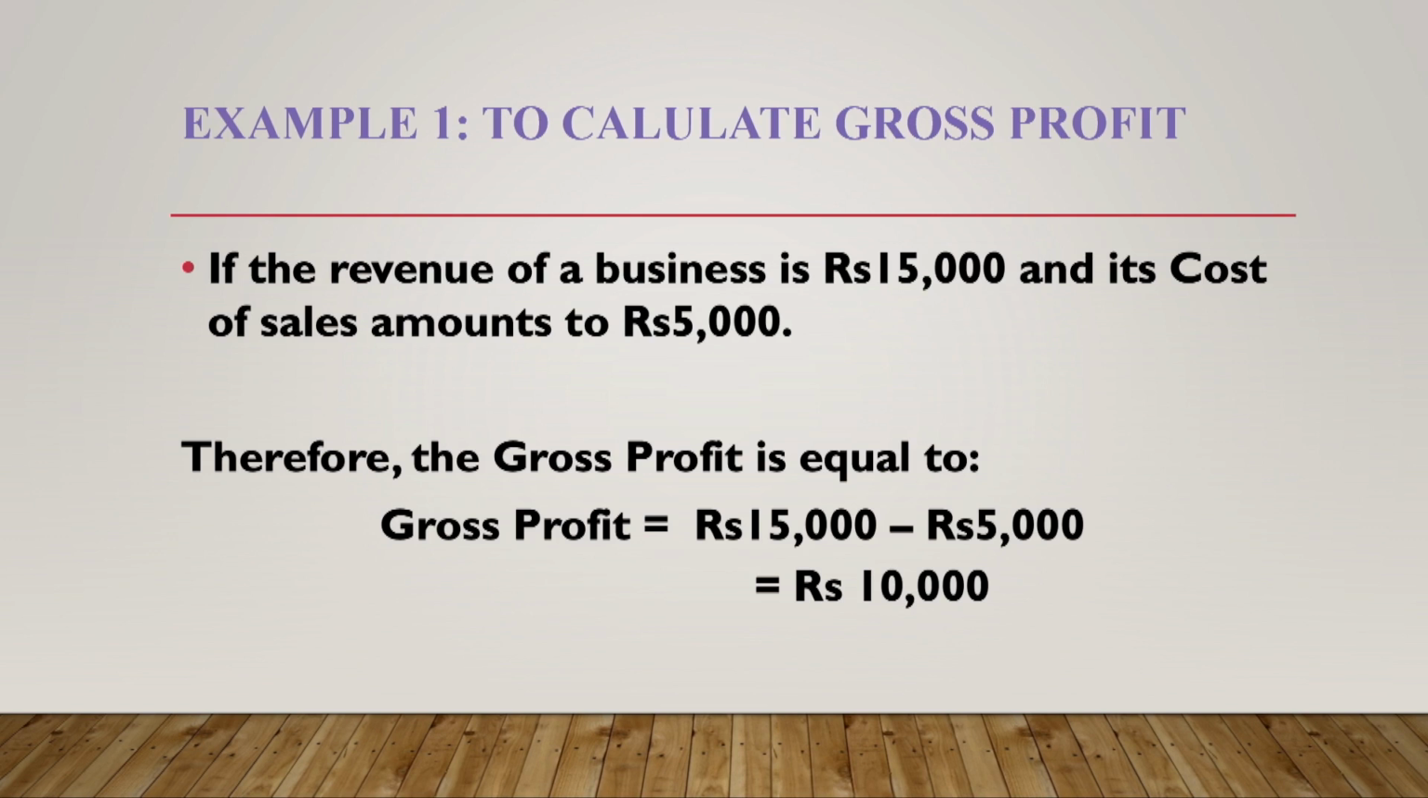Let's take an example to calculate the gross profit. If the revenue of a business is 15,000 rupees and its cost of sales amounts to 5,000 rupees, therefore the gross profit is equal to 15,000 rupees less 5,000 rupees. This gives a gross profit of 10,000 rupees.